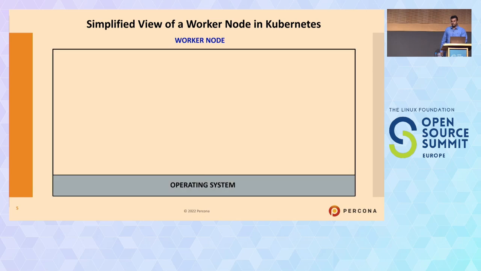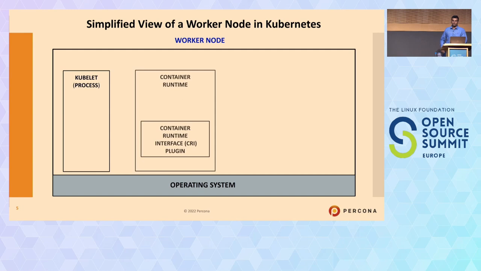A worker node could be a physical machine or a virtual machine or whatever. Basically, you have an operating system running on it, and a kubelet, which is a process. You have a bunch of processes running on the operating system, right? The container runtime is also one of them. In this case, we will take an example of containerd.